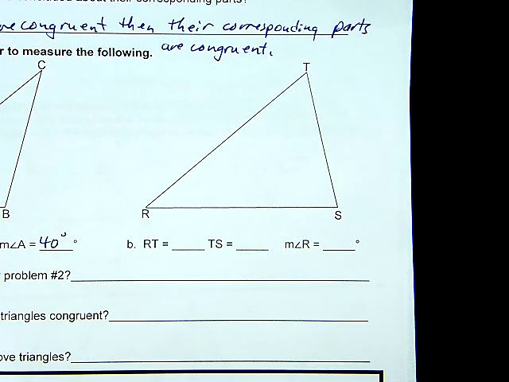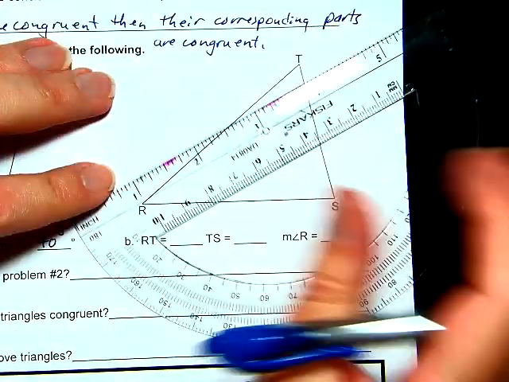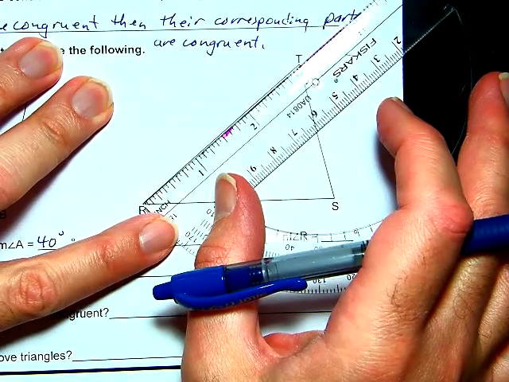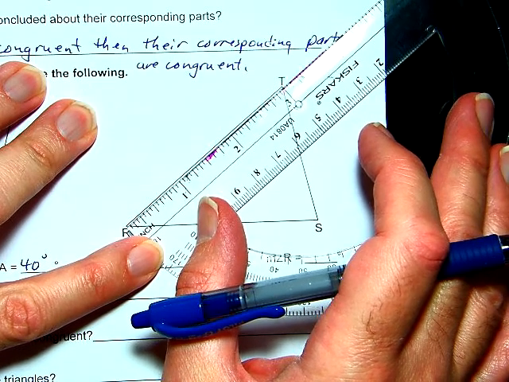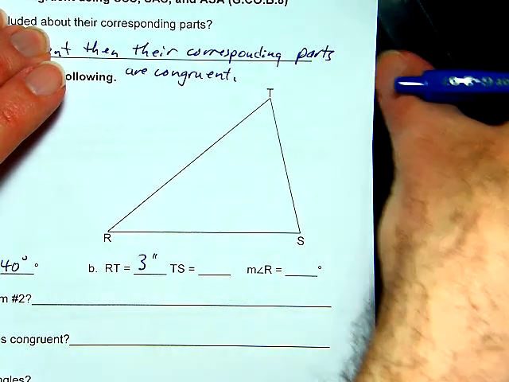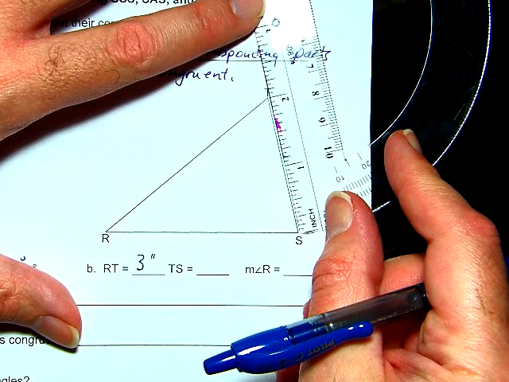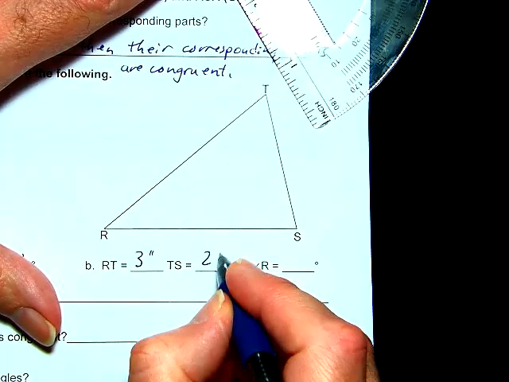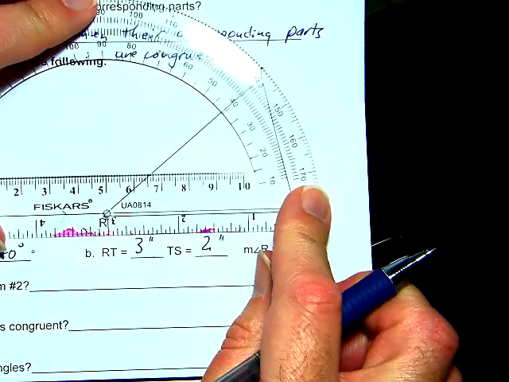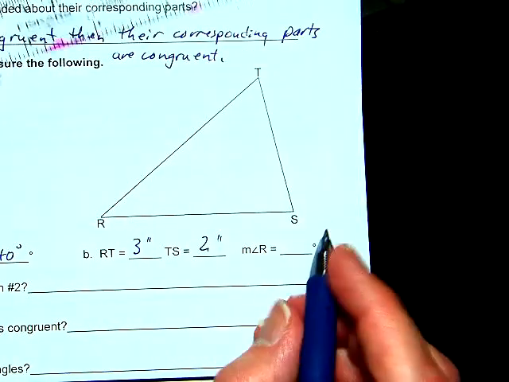Okay, let's go ahead and make these measurements on the second triangle. We need to know the measurement or the length of RT. That's also 3 inches, right? Okay, RT is 3 inches. TS. TS is 2 inches. And the measure of angle R is going to be about 40 degrees, right? Okay, so we still have 40 degrees there.